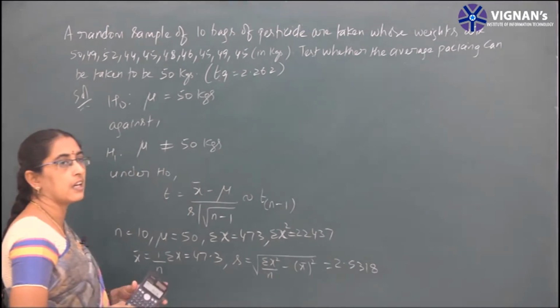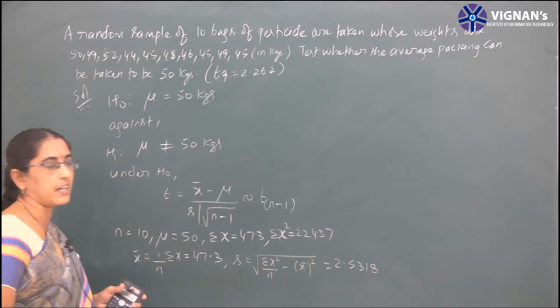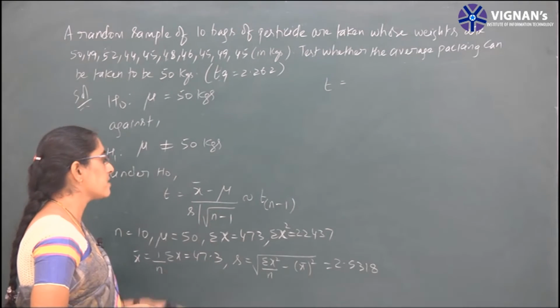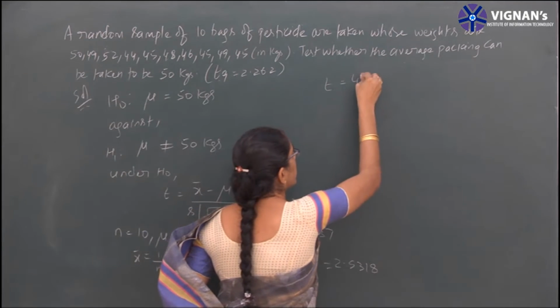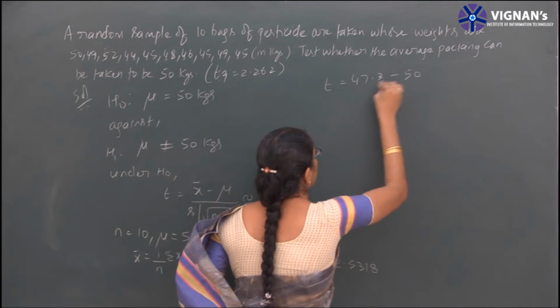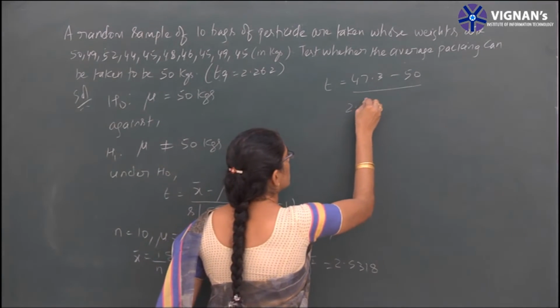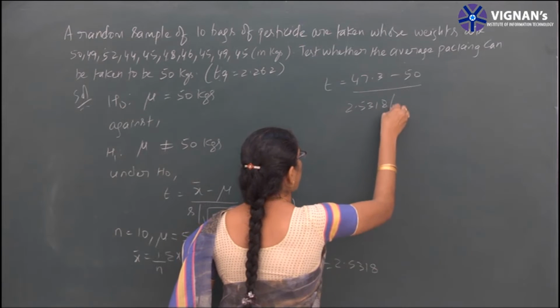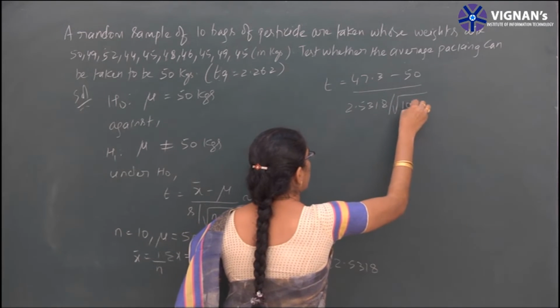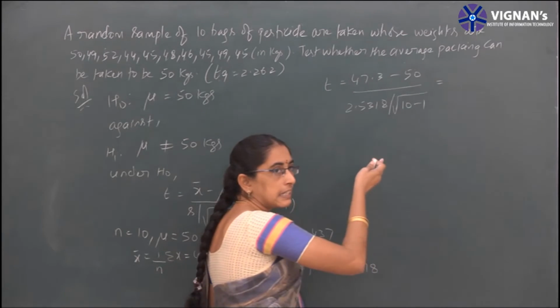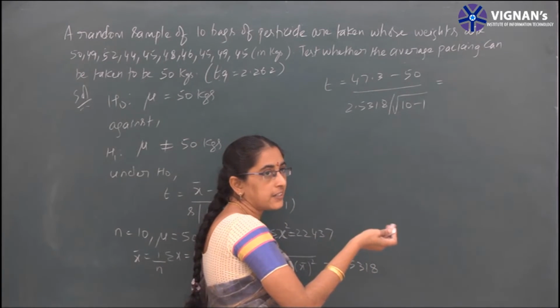Now substitute the values in the t formula. Here x bar is 47.3, minus mu value, which is 50, divided by small s, which is 2.531, over square root of 10 minus 1. The square root of 10 minus 1 is nothing but 9, and the square root of 9 is 3.